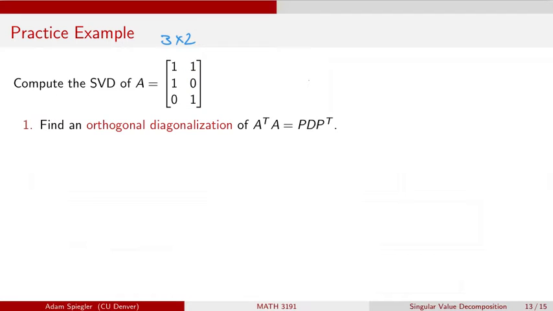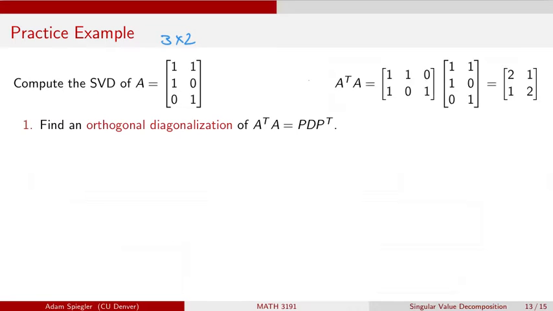In order to find the singular value decomposition, first we are going to find the orthogonal diagonalization of A transpose A. We can calculate A transpose A by taking the product of A transpose, which has first column 1, 1, second column 1, 0, third column 0, 1, times matrix A. The result is a 2 by 2 matrix, whose first column is 2, 1, and the second column is 1, 2.